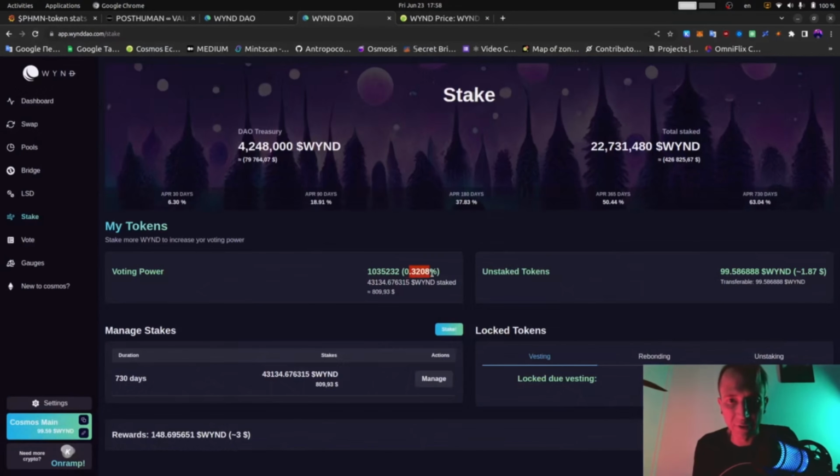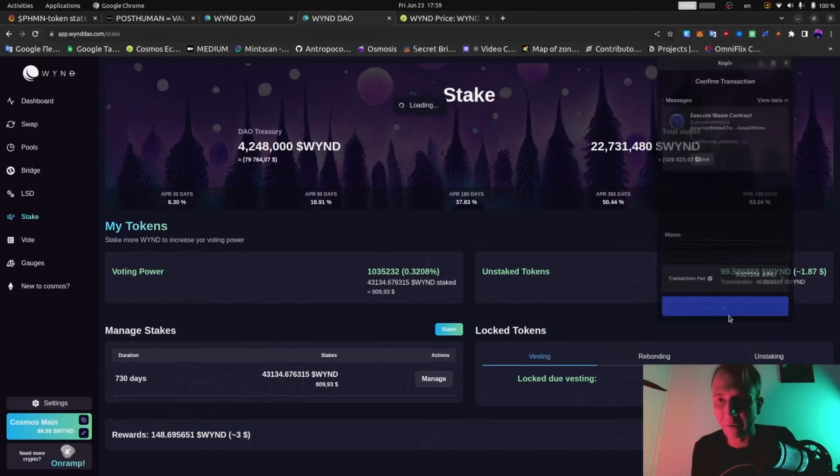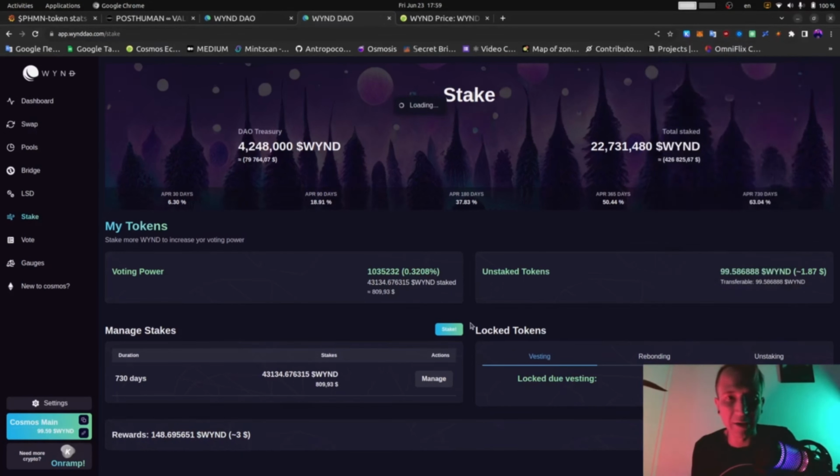So we can see that my voting power became bigger, and also I get rewards in Wynd for the staking. I can always claim my rewards and use my rewards as I want. I can stake it again in the DAO, or I can exchange it on any other crypto, or I can use it in a liquidity pool.